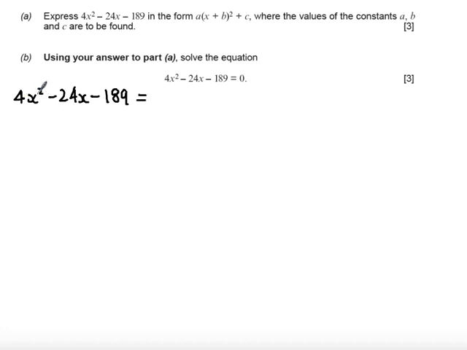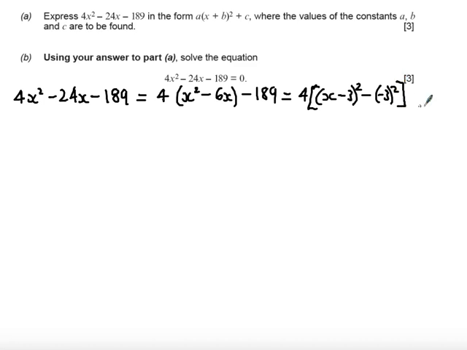What I'm going to do is start off, because I want a single x squared, by factorising the first pair of terms and taking out the common factor of 4. So I get left with 4(x squared minus 6x) minus 189. I'm then going to complete the square for the two terms inside the bracket. So 4, I'll use a square bracket now since there's a double, I get (x minus half the coefficient, so 3) squared, and then I get minus this constant here squared, minus 189.